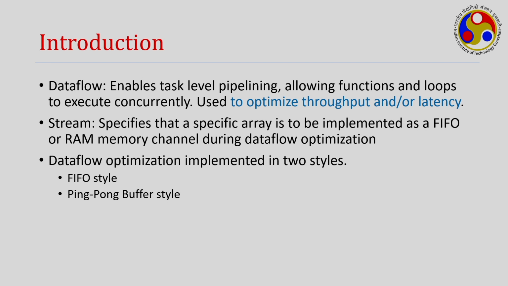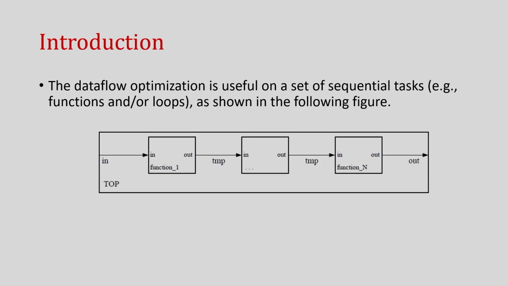Data flow is a very important optimization in high level synthesis, in which there are multiple functions which can run in parallel in hardware. Okay. So, let us try to understand what that is. Let us take an example here. Suppose you have written a program where you have, say, main.